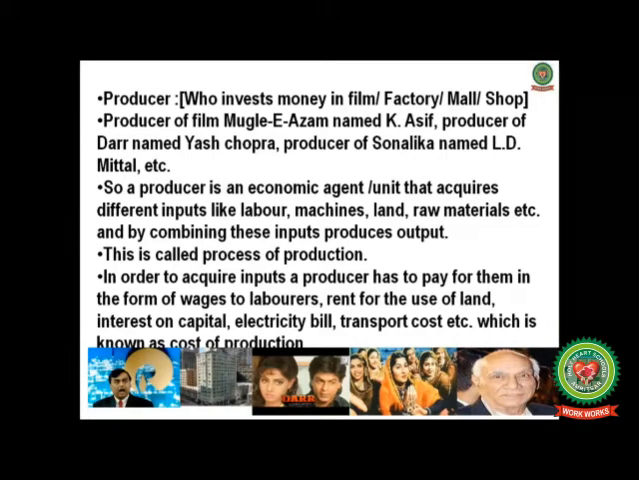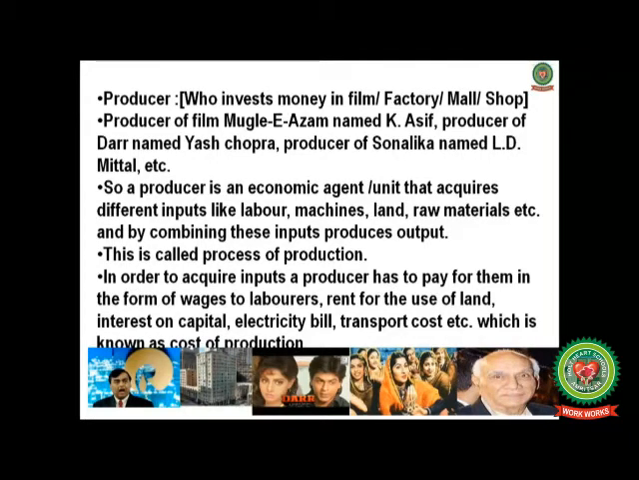So producer is an economic agent or a unit that acquires different inputs like labor, machines, land, raw material and transportation, and by combining these inputs, that is the factor inputs, the things that are helpful in the production process, like land, machines, raw material, labor, building, the producer can give the output. So this is called the production process.